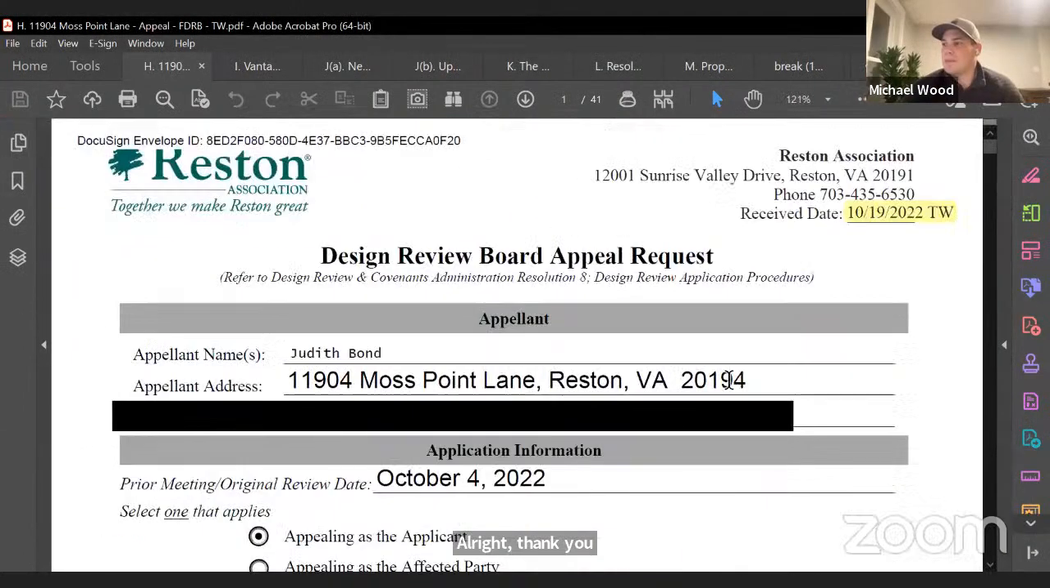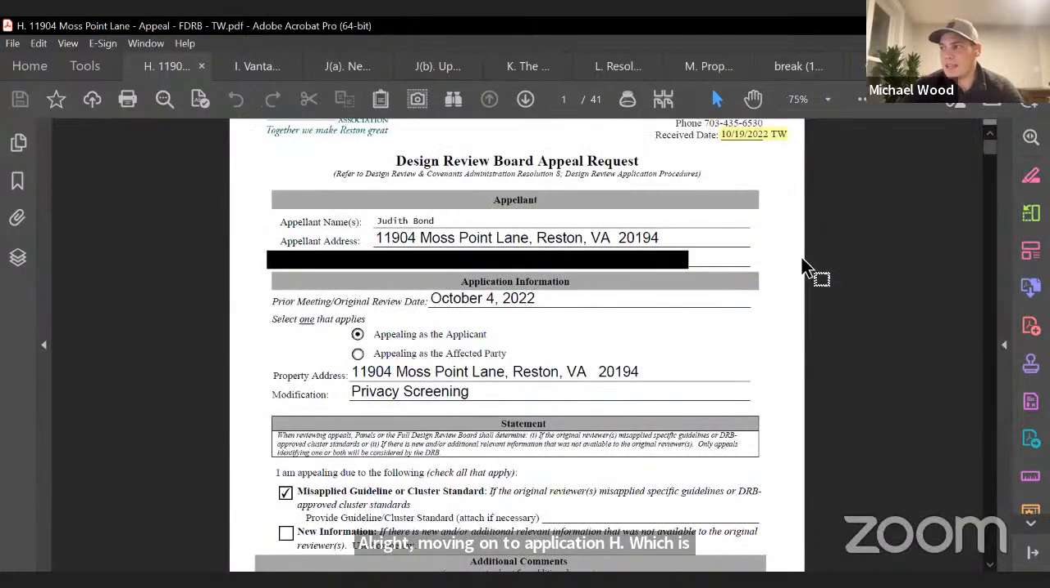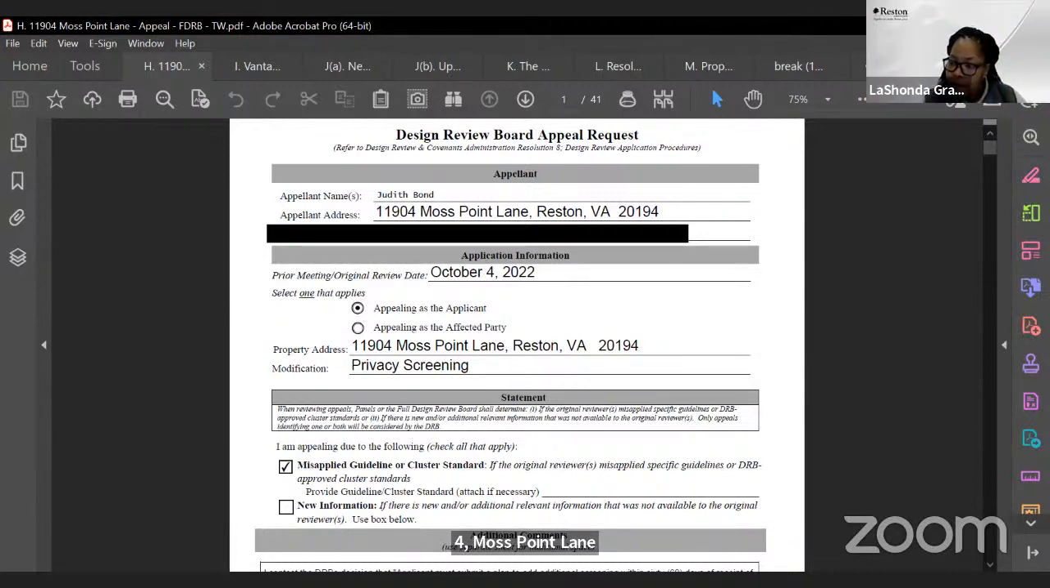All right, moving on to application H, which is 11904 Moss Point Lane. So staff, walk me through this one because there are two appeal requests and they're from two different parties, appealing the same motion but for two different reasons. That is correct. So the appellant is appealing and then the applicant is appealing.